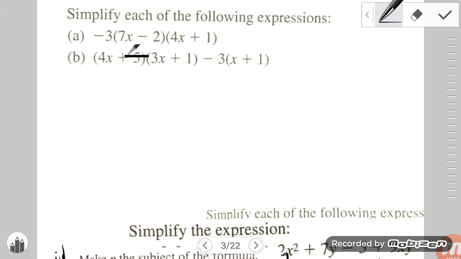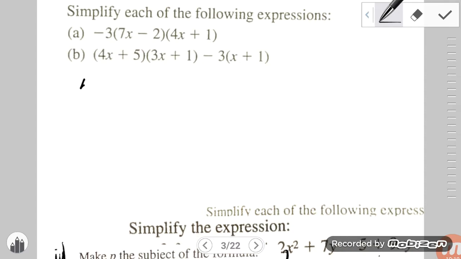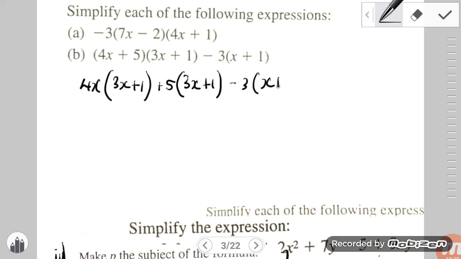So now we have another product of two binomial expressions here, and then we have a simpler distribution over here. So once again, we're going to use the 4x here to multiply the bracket over here, 3x plus 1. We're going to use the plus 5 to multiply the bracket over here, 3x plus 1. And then we're going to use the minus 3 again to distribute with the x plus 1.